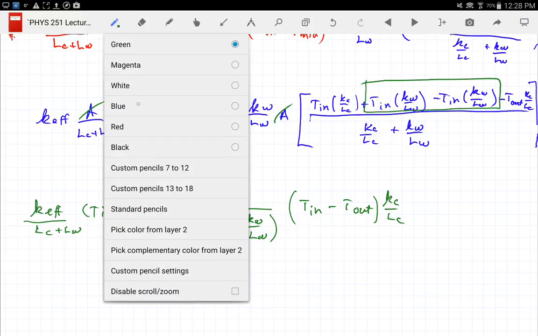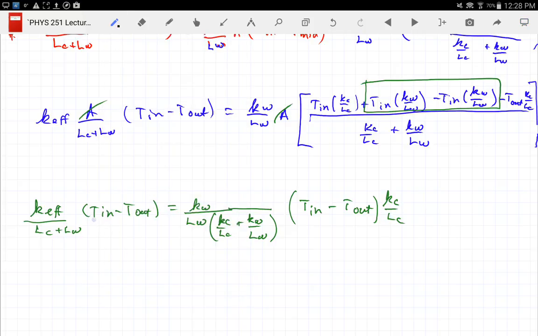And now again I can see there's some canceling I can do. The T in minus T out cancels. That's good. Like I said, that shouldn't have mattered, so it's good that it canceled out. And now I have this divided by a fraction thing that bugs me. So I'm going to invert and multiply.